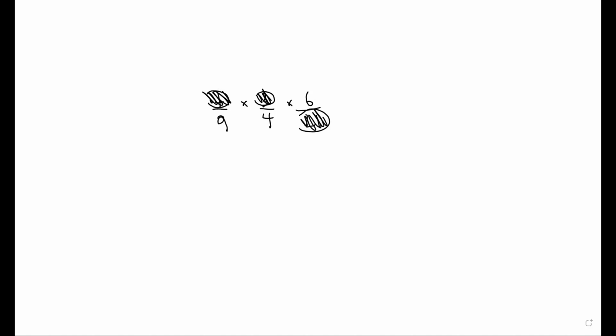So for example, you could take a 3 out of the 6 and a 3 out of the 9. And that's okay, because you're taking the same number out of both of them. Or you could take a 2 out of the 6 and a 2 out of the 4. Again, as long as it's the same number.